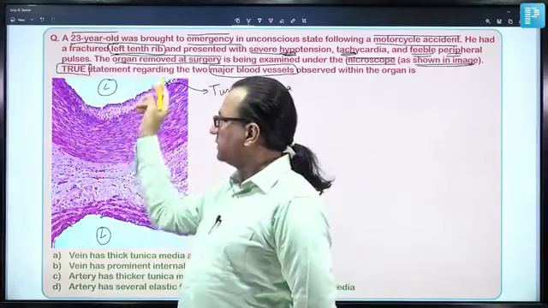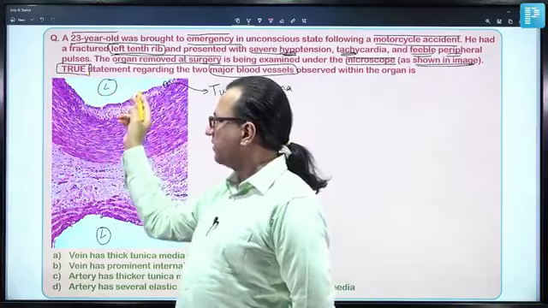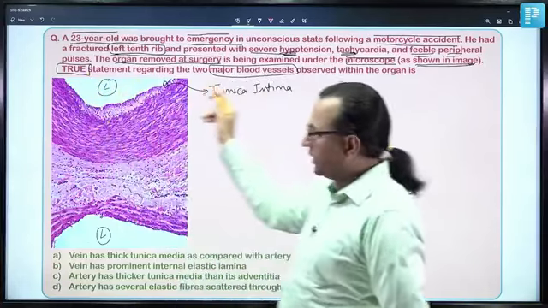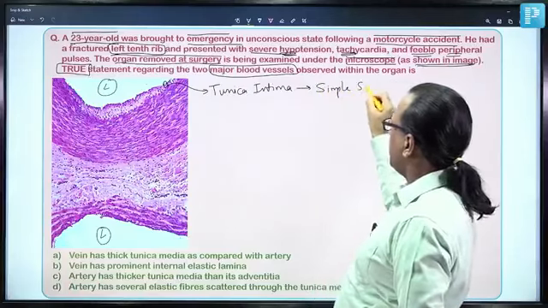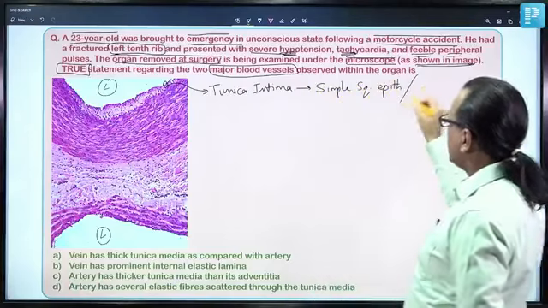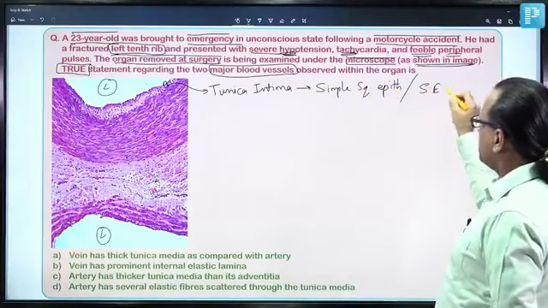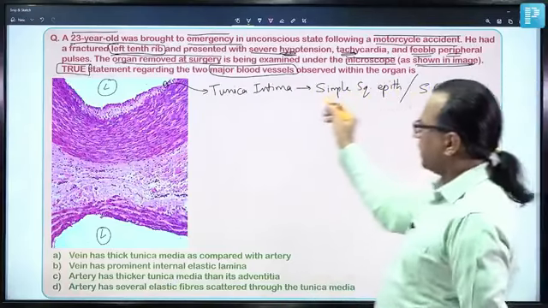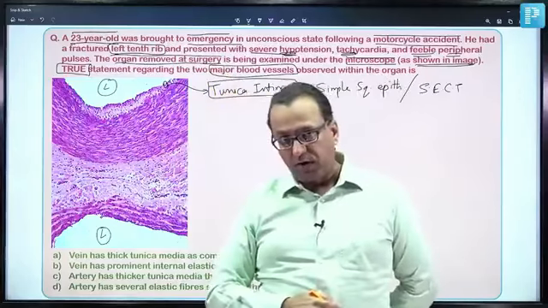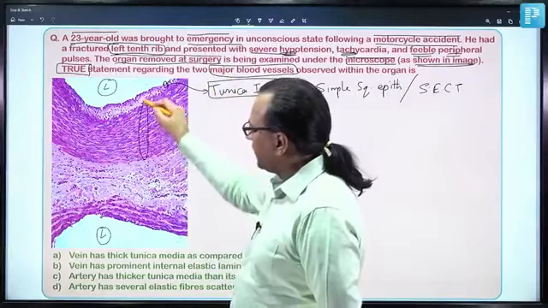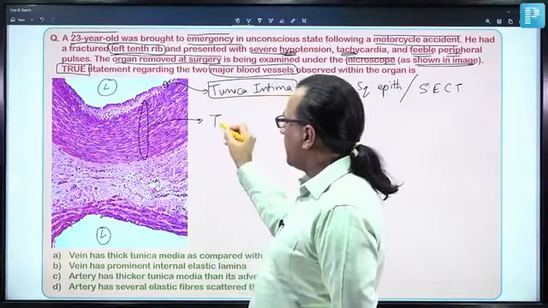The blood vessels will have blood passing. To keep the surface smooth, you must have simple squamous epithelium. And not only will there be a simple squamous epithelium, the endothelium, but there will be subendothelial connective tissue also in the tunica intima. Now, next will be tunica media. As you can see, this big region is the tunica media.